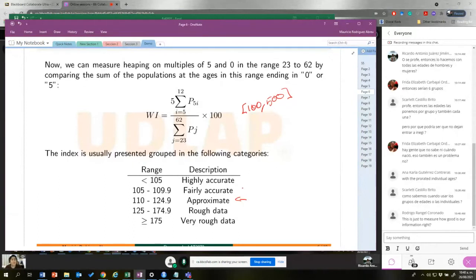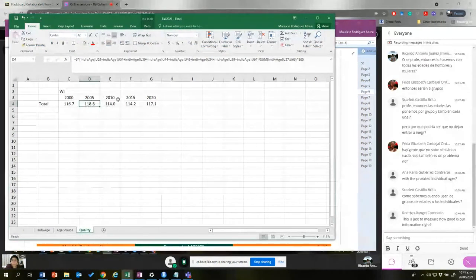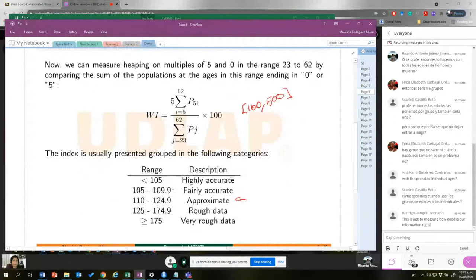Of course, probably some of you, for instance, I don't know if any of you is working with Aguascalientes. Aguascalientes has really good information. So I'm not sure if it can move to fairly accurate, but at least the value that you will get for Aguascalientes is going to be something like 110, 111. And I don't remember if you can fall in here.